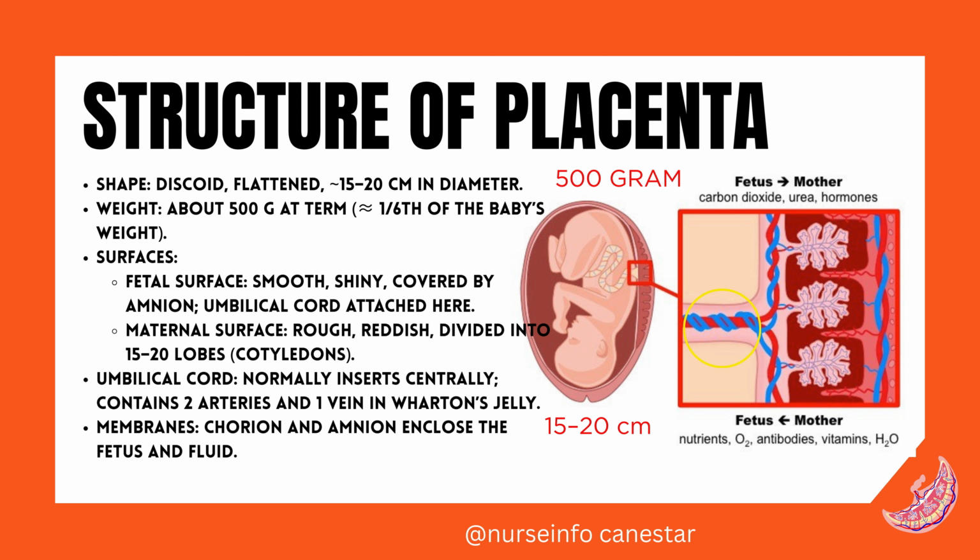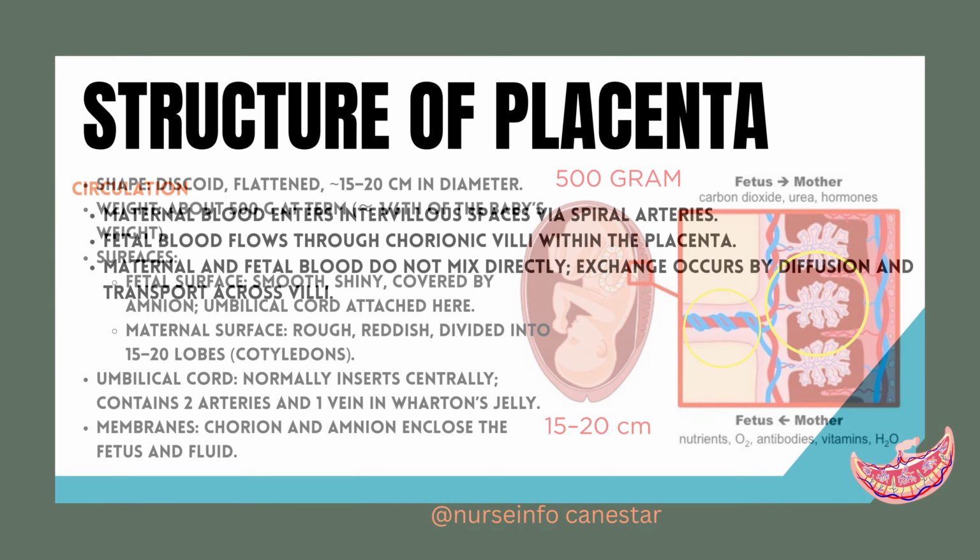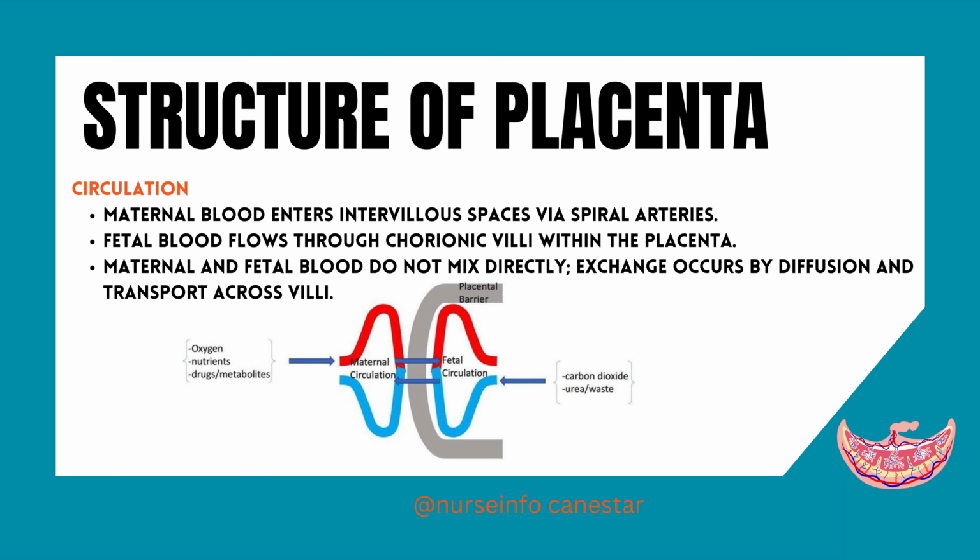Maternal surface: rough, reddish, divided into 15-20 lobes, cotyledons. Umbilical cord: normally inserts centrally, contains 2 arteries and 1 vein in Wharton's jelly. Membranes: chorion and amnion enclose the fetus and fluid.